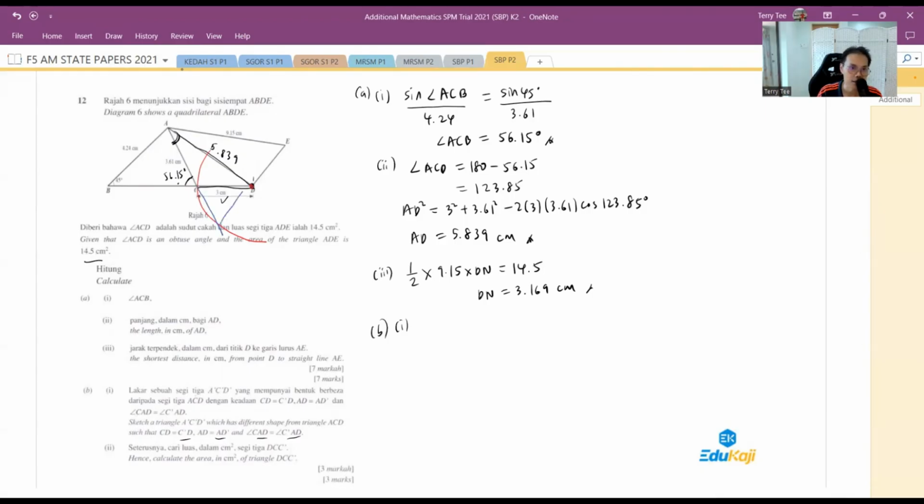Now you notice there's another triangle I can form, such that this is your C prime here. C prime D and CD are the same length. This is also 3 cm. So the second triangle that we can draw is triangle ADC prime. Let me highlight for you. The whole triangle we draw is this one.